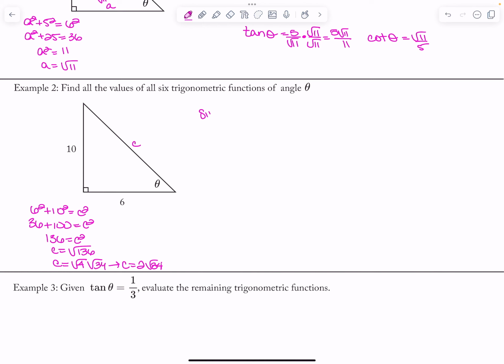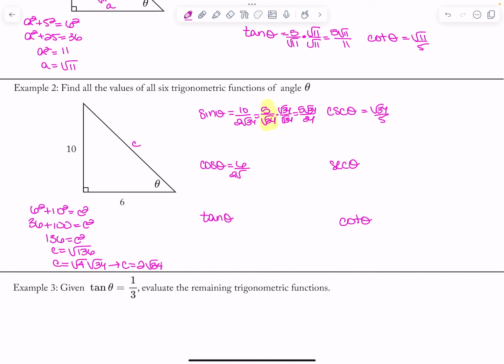Okay, erase my arithmetic here. So now we'll do sine, cosine, tangent, cosecant, secant, and cotangent. So sine of theta is 10 over 2 root 34, which is 5 over root 34. So I multiply by root 34 over root 34. So 5 root 34 over 34. And then cosecant would be root 34 over 5. So I did actually use my simplified version here to flip.